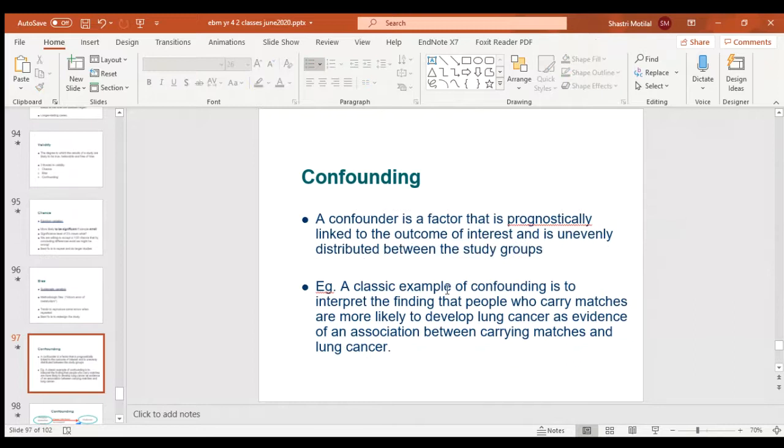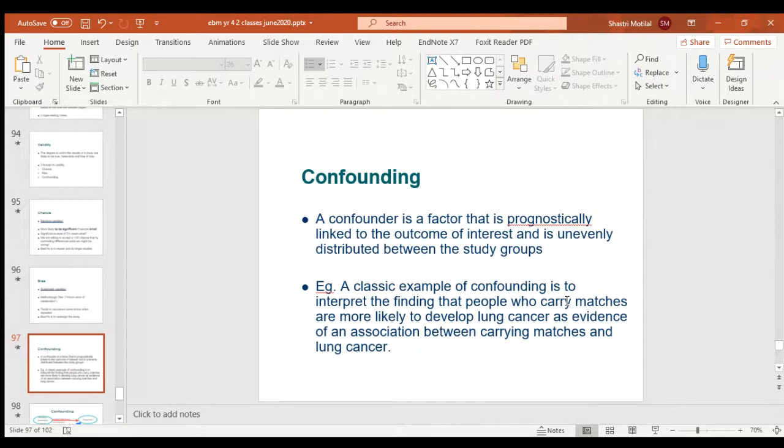This is really a silly example, but a good example of confounding would be to say that people who walk around with a box of matches are more likely to develop lung cancer compared to people who don't. We could do a case control study, ask the lung cancer patients if they used to walk around with a box of matches, then ask controls, and we could work out an odds ratio for the association between lung cancer and walking around with a box of matches.